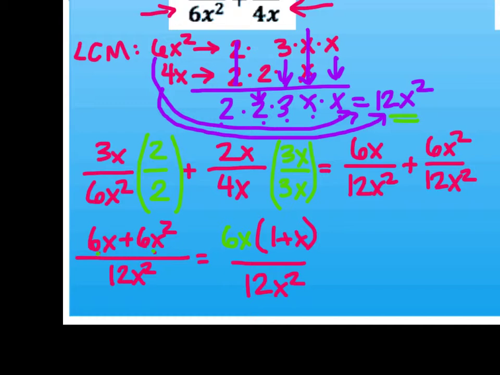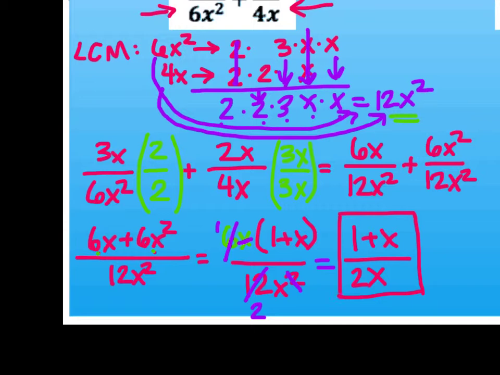From there, we can do a little bit of simplification. Our final step: if I have 6 on top and 12 on the bottom, I can cross those out. 6 becomes 1, 12 becomes 2. As well, I have an extra x, so I can take out an x on top and an x on the bottom. So our final answer for this equation is 1 plus x over 2x.